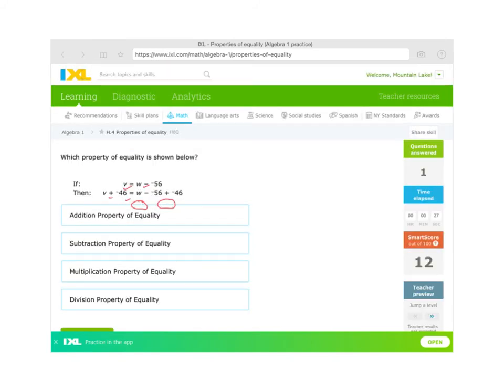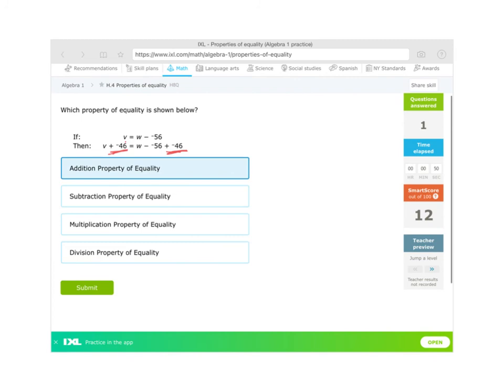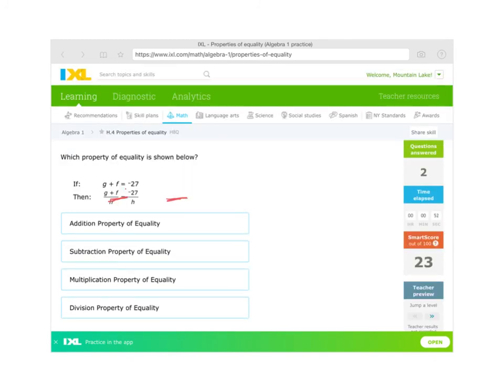Okay. Next one. Again, I'm sure everyone will get these correct. So what do we have here? So we have a V, and what did we do? We added a negative 46, right? And we did the same thing over here, but we are adding. So which property is it? Addition property of equality. Okay. What do we have? G plus F. Right? What are we doing? Division. So division property of equality.